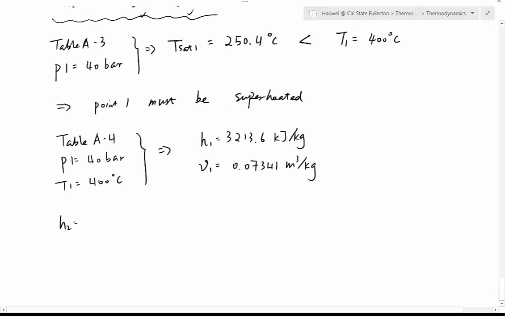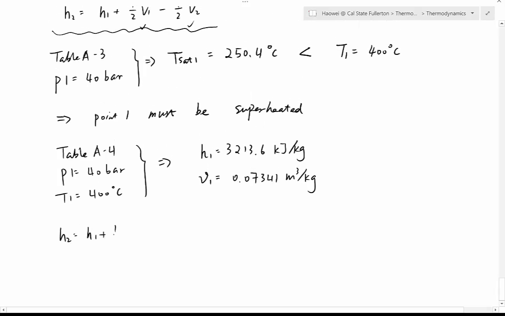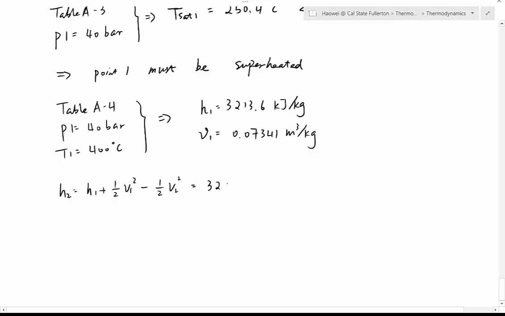Okay, let's copy down this equation. H2 is equal to H1 plus 1 over 2 V1 squared minus 1 over 2 V2 squared. Okay, so plugging in H1, 3213.6, and be careful here, it's not in SI unit because it's given in kilojoule per kilogram. So multiply by 1000 to convert kilojoule to joule. Plus 1 over 2 V1 squared. V1 is given as 10 meter per second, SI unit, that's good, minus 1 over 2 times V2 squared. V2 is given as 665 meter per second.